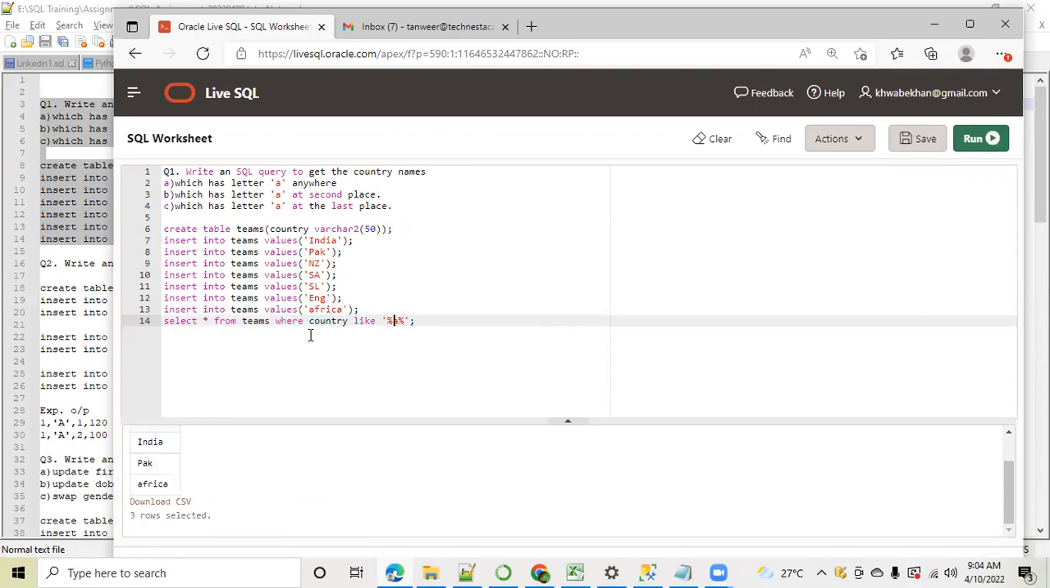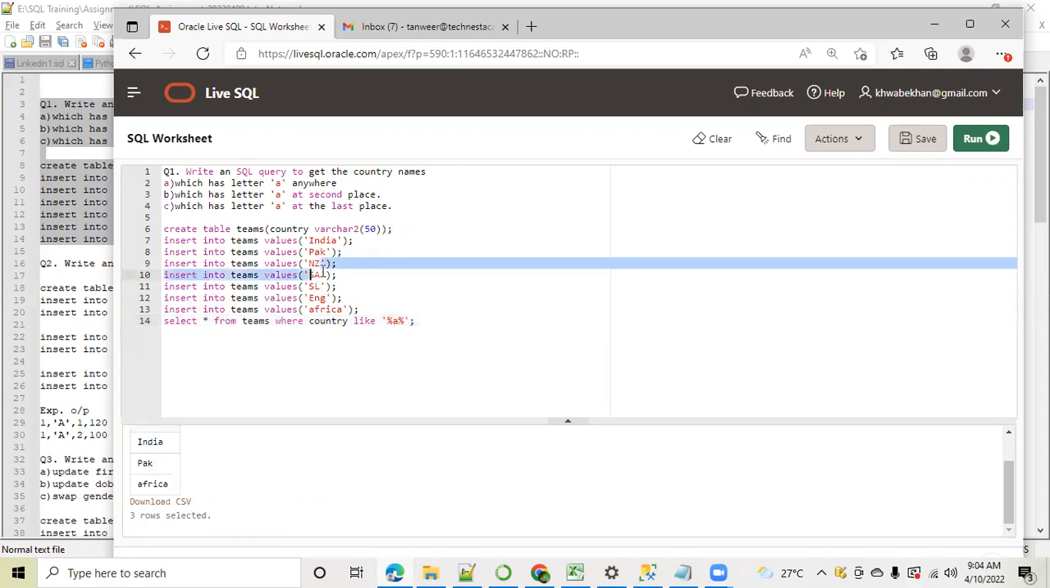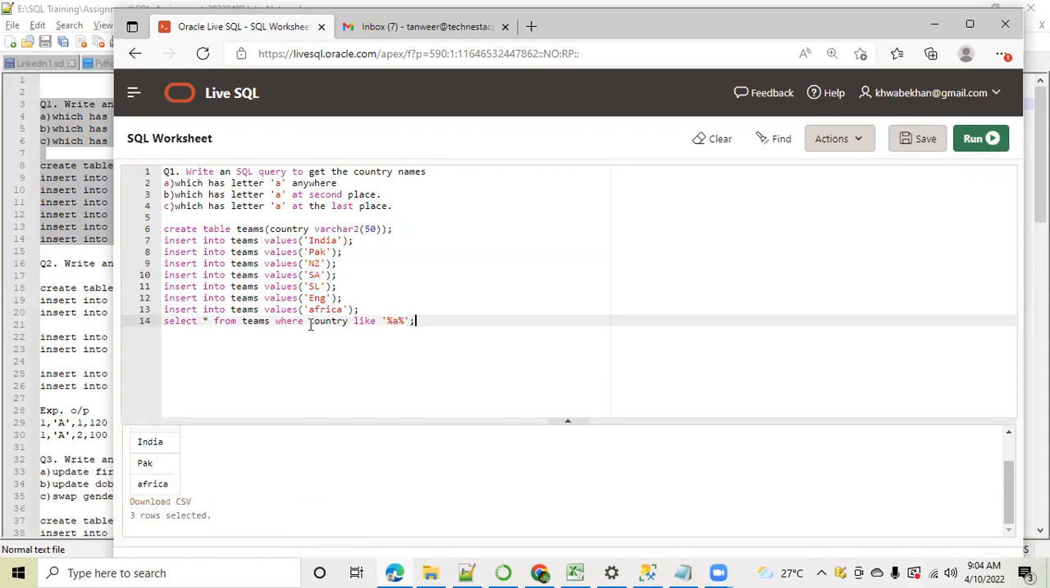Now again, same concept. This is case sensitive. That's why you have not got South Africa as the output, because A is in uppercase. So if you want to make it case insensitive, use UPPER country LIKE, then write A. Same concept. Now you will get South Africa as well. Okay, that's clear.